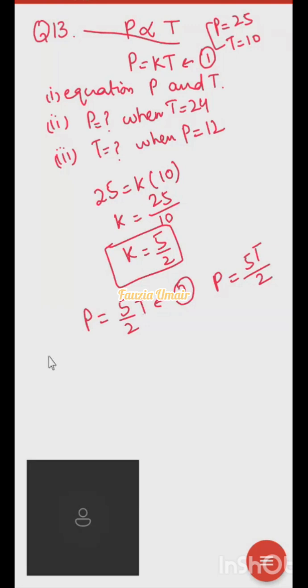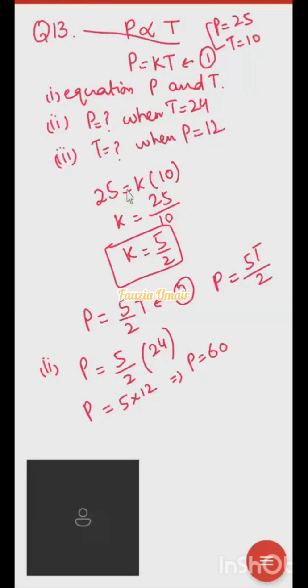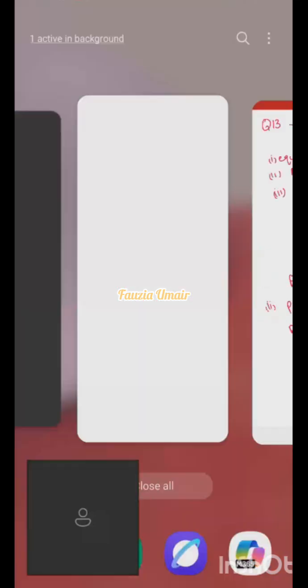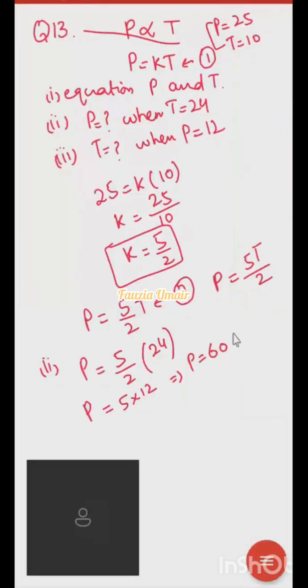So now for the second part, we have to find P, and P is equal to 5 by 2 multiplied by 24. So 5 by 2 multiplied by T, okay, T is 24. If you cancel this out, this is 5 multiplied by 12. Okay, and we know that 5 into 12 is 60. Actually, this time we are having units also. We know that the unit of P is pascals. So this is 60 pascals.